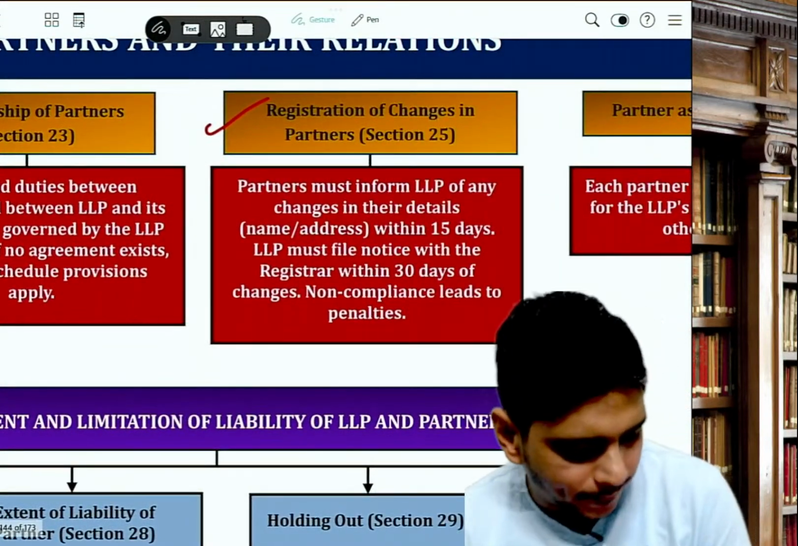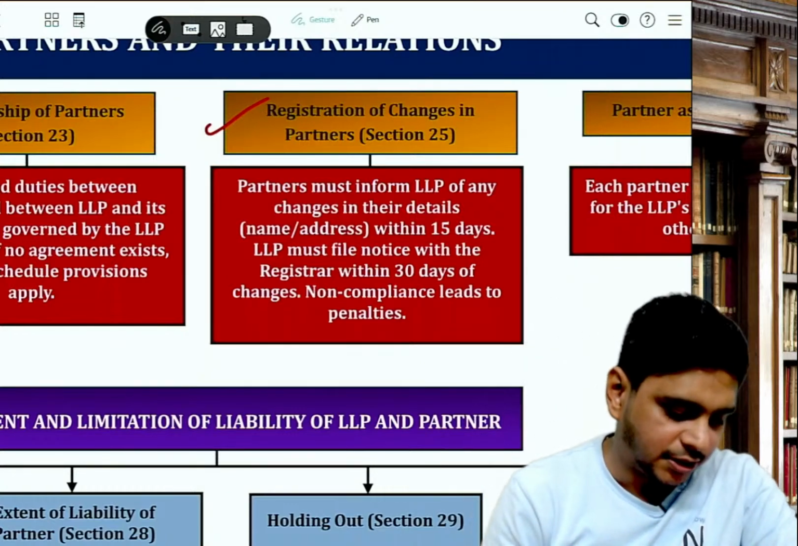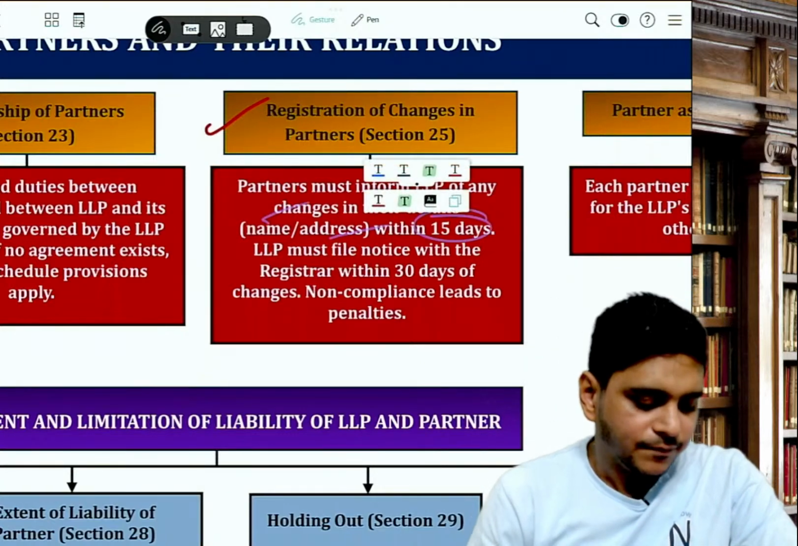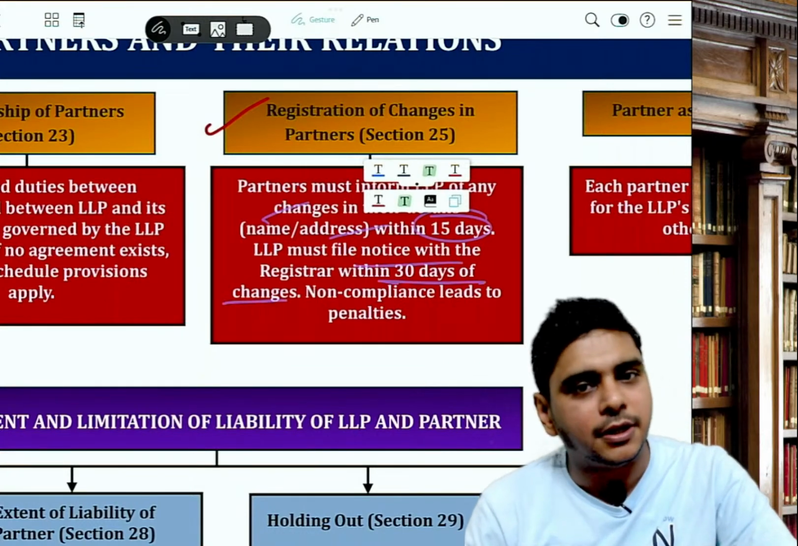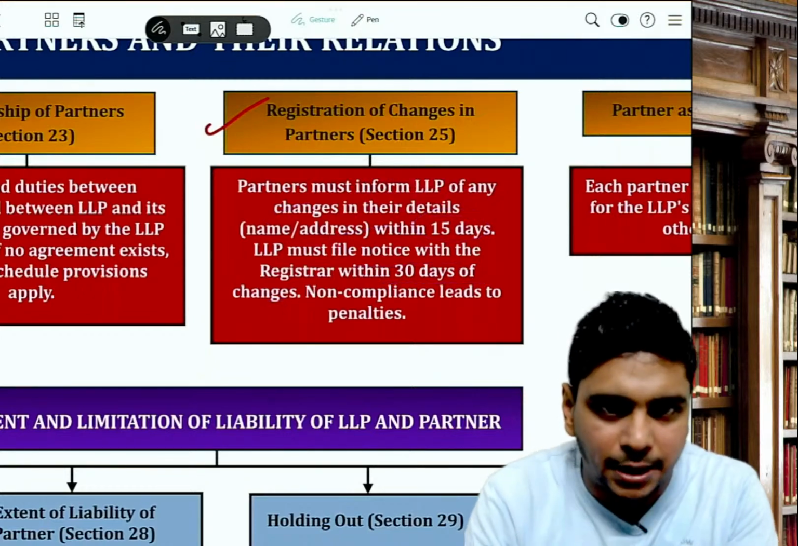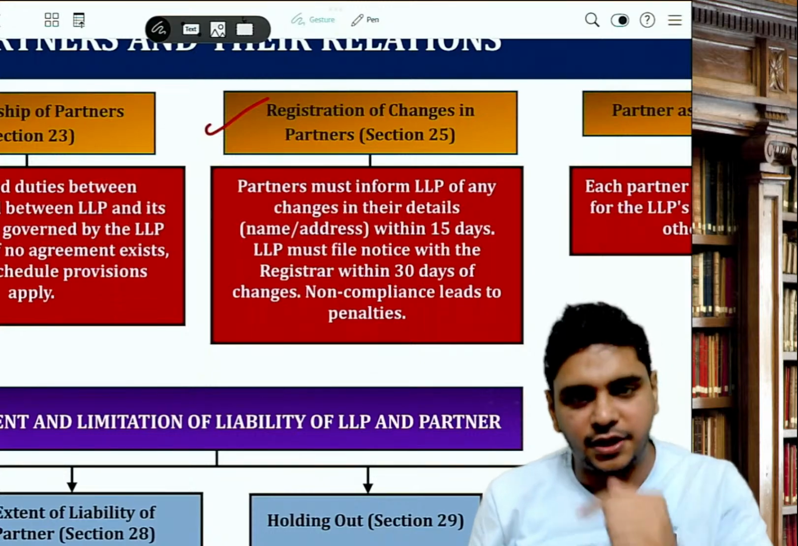Registration of changes in the partners. If the partners are resigning, the partners must first inform the LLP of any changes in their details, the name and address, within 15 days. Then LLP must file with the ROC within 30 days of the changes. Non-compliance will lead to penalty. Partners will inform the LLP within 15 days. LLP will inform the ROC within 30 days. 15-30.